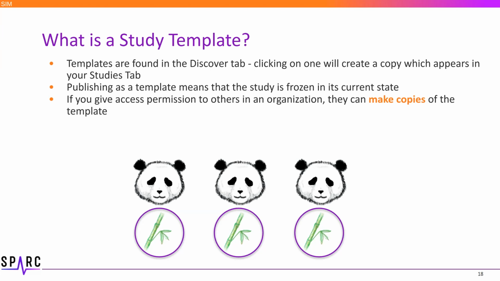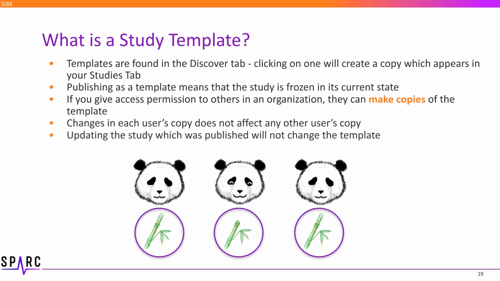These are meant to be more or less completed studies that can be useful to any number of people. So when you publish as a template, that study is frozen. And if you give access permissions to your organizations, then they can make copies of that study in that state. As opposed to sharing study instances, changes in each user's copy won't affect the copy of any other user, and it won't change the template.